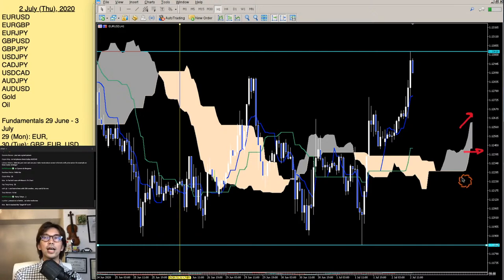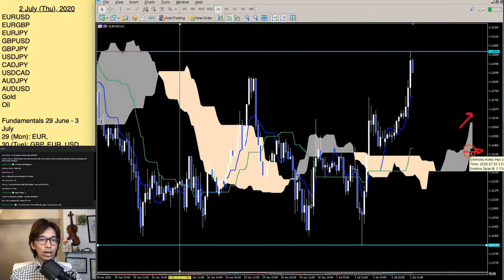And also you know that the price is away from the Kumo too. Price is all the way up from the Kumo. So, Senkou Span B is currently flat. So we can also expect that the price can go backwards from here too.